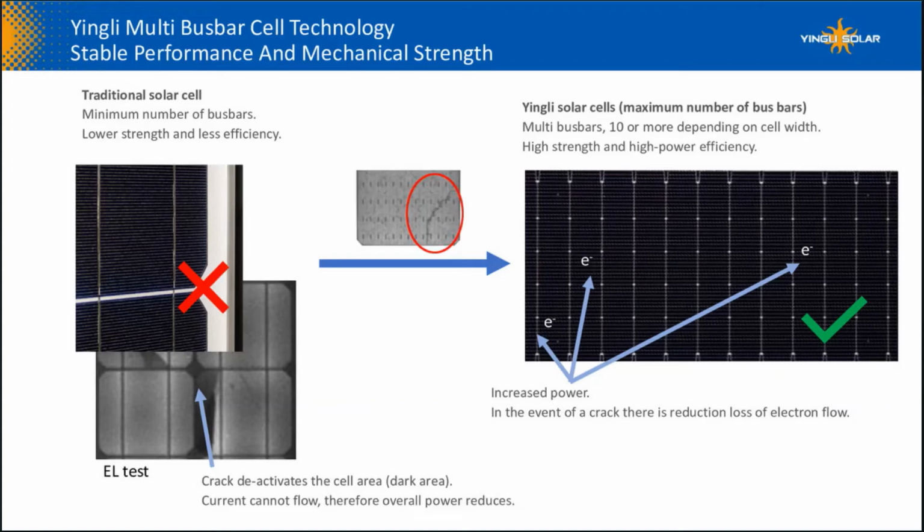The darker section of the cell shown here makes up about a quarter of the cell's area, which means that a quarter of the cell's power is basically rendered inactive. By implementing thinner and multiple bus bars, at least 10 or more in our 108 cell module, there's a higher probability that the cell will continue to perform even in the event of a crack forming.